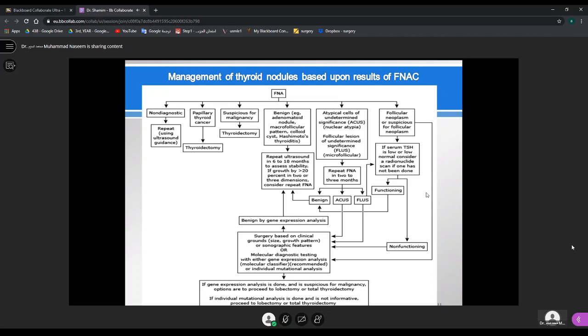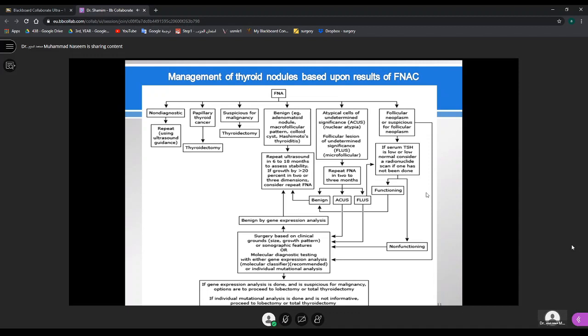If we have atypical cells of undetermined significance or follicular lesion of undetermined significance, then we have to repeat FNAC in 2 to 3 months. And after 2 to 3 months, if the result remains the same, then we should proceed to surgery. And if it comes back benign, then we increase the interval of ultrasound to 16 to 18 months.